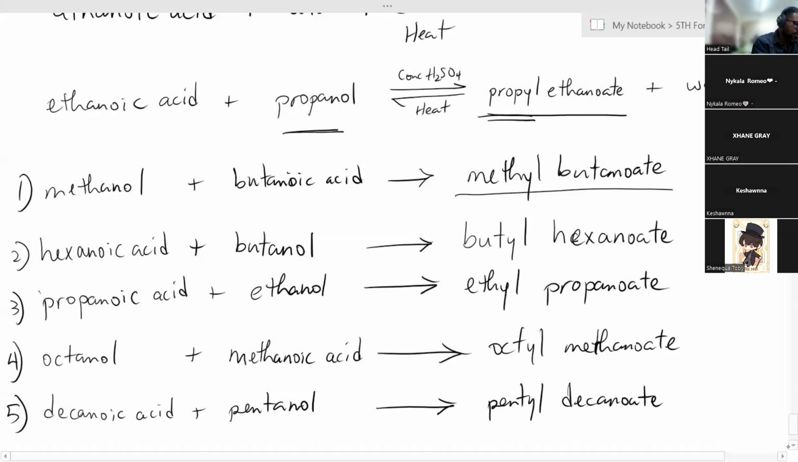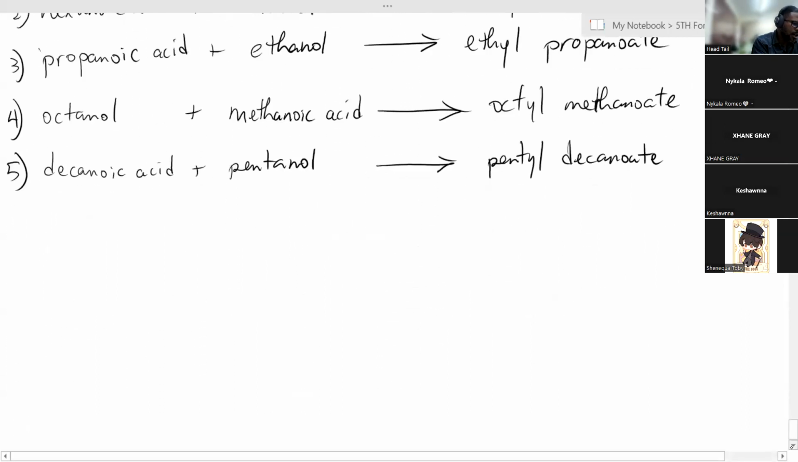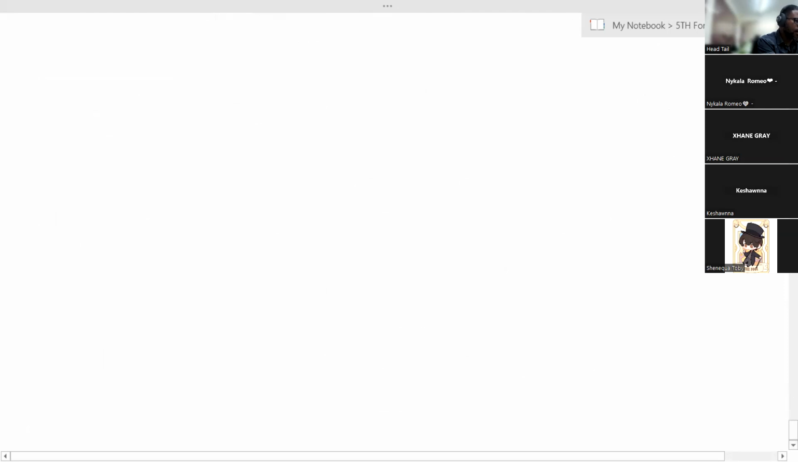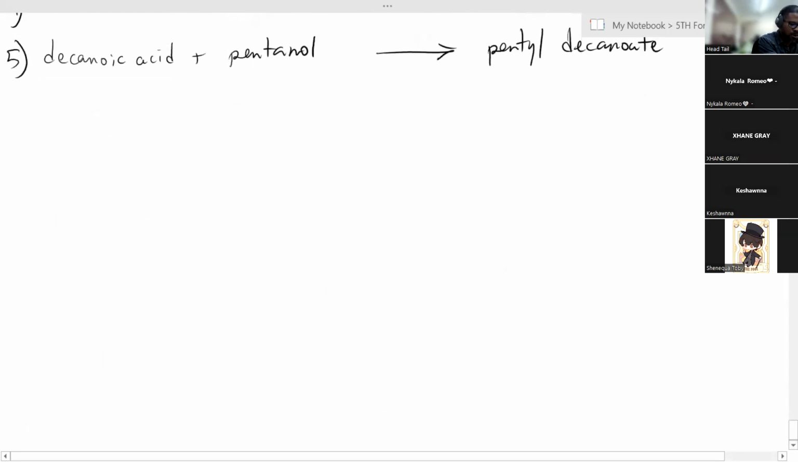All right. So now let's take a look at the reaction itself. We're going to look at the first reaction that I just brought out, which was ethanoic acid and propanol, and I'm going to draw the structural formula. Let me just check the time. So we're making good time.